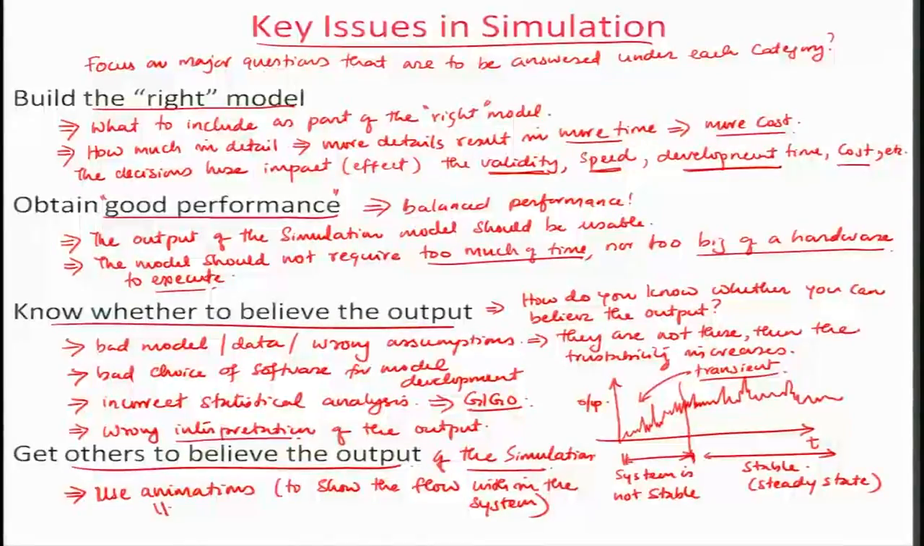But animations mean bigger and expensive system hardware. You can make fancy animations to increase the believability of the model, but once you have fancy animations, bigger and expensive hardware is also required to run them. So, having animations might increase the believability of your model with others, but it will also increase the cost of your simulation study. The advantages and disadvantages of using animation have to be strictly looked into.